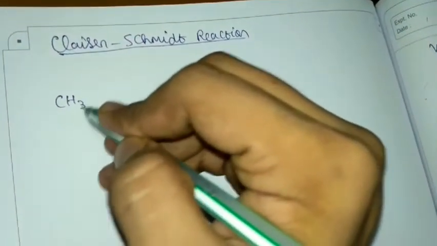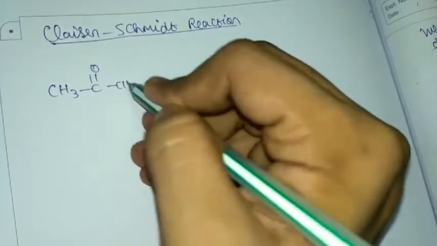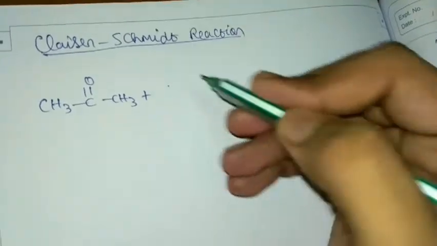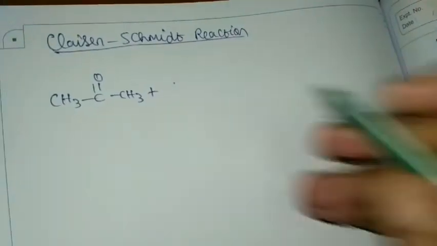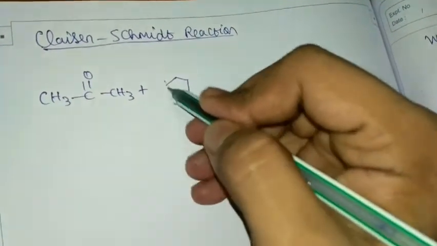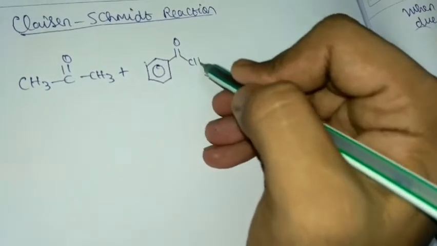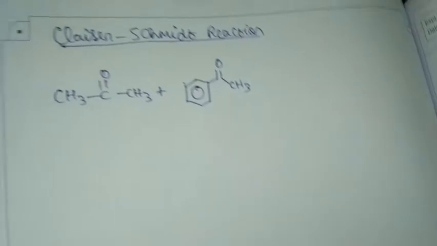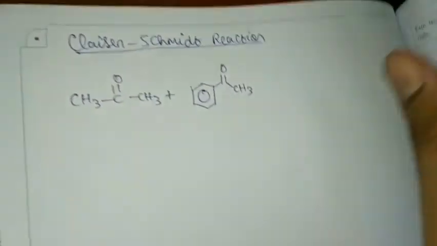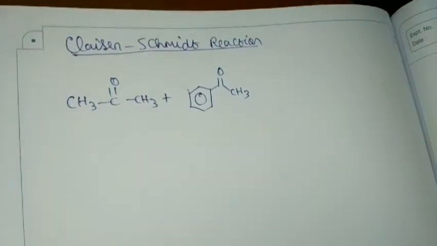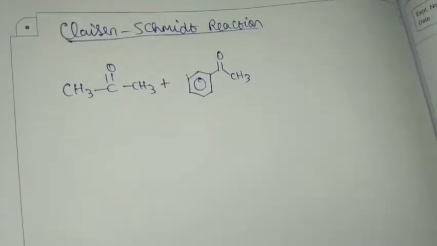So we take CH3 C double bond O CH3, for example, and what else can we take? This we can take, right? What is this? Benzophenone. Okay. So again the same mechanism. Everything is the same. I'll directly write the product. You can practice by seeing the mechanism.